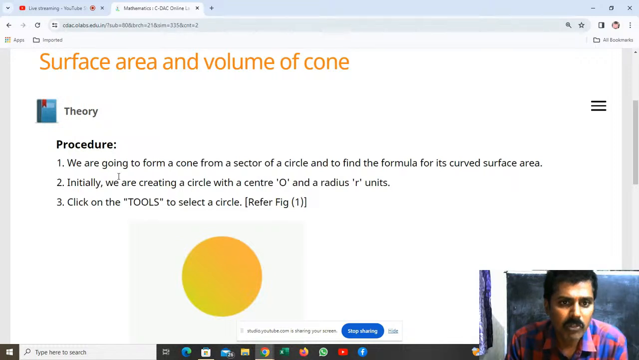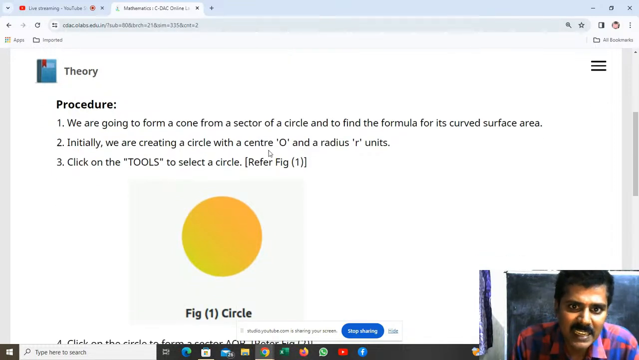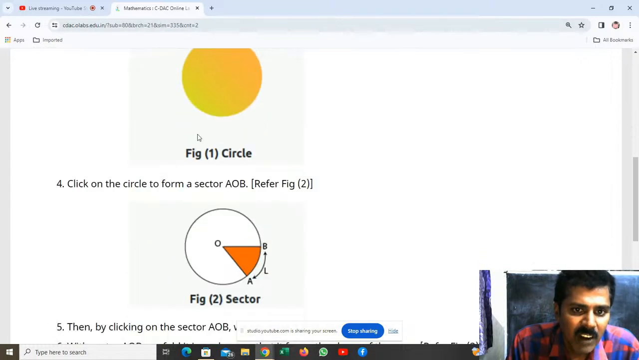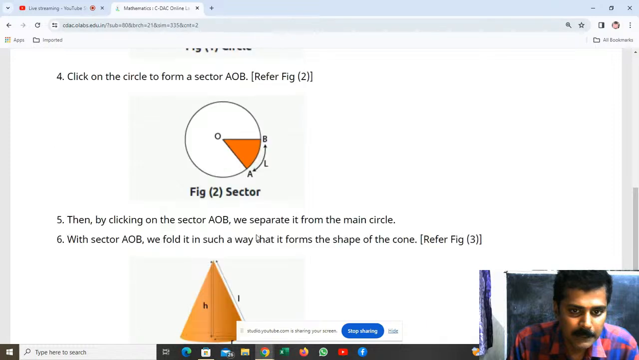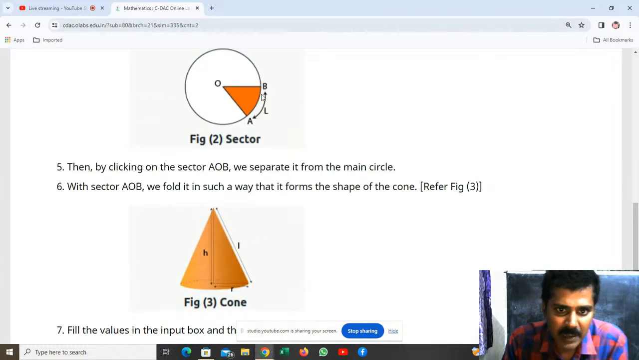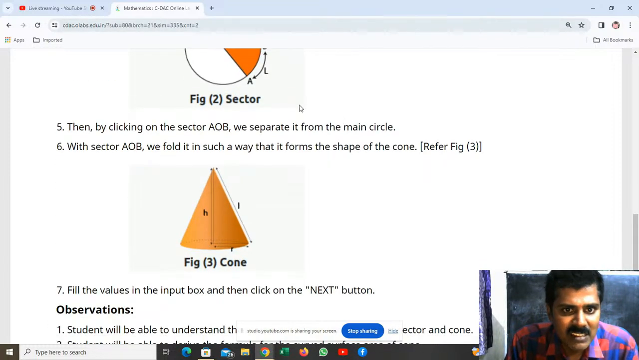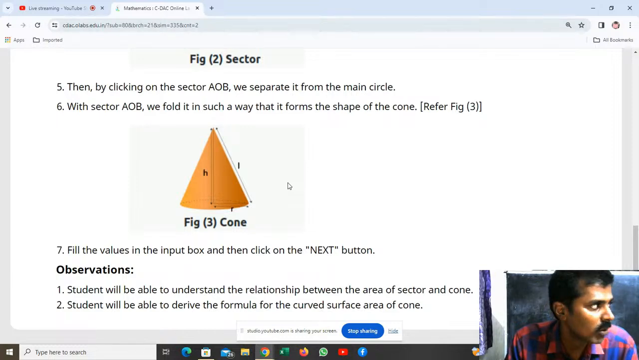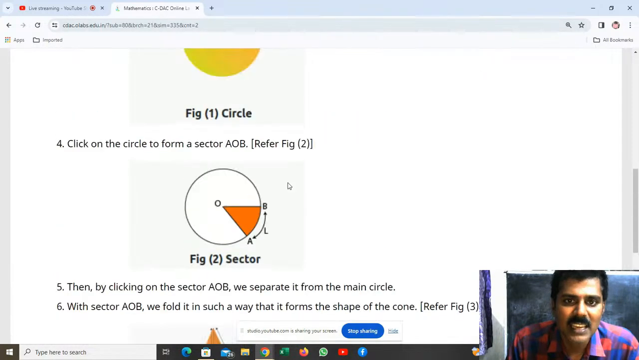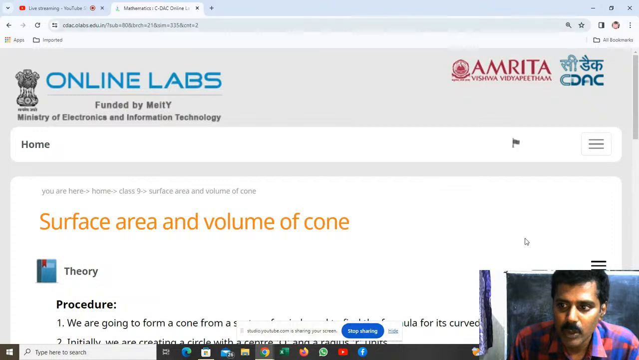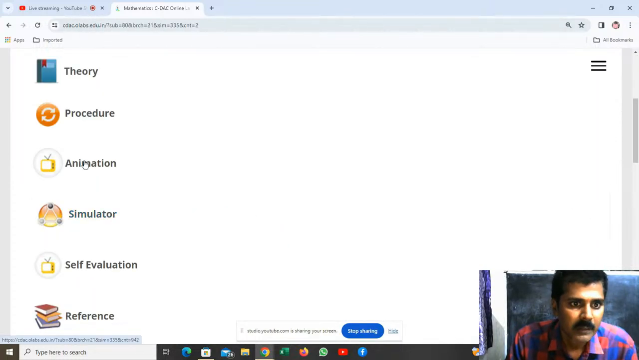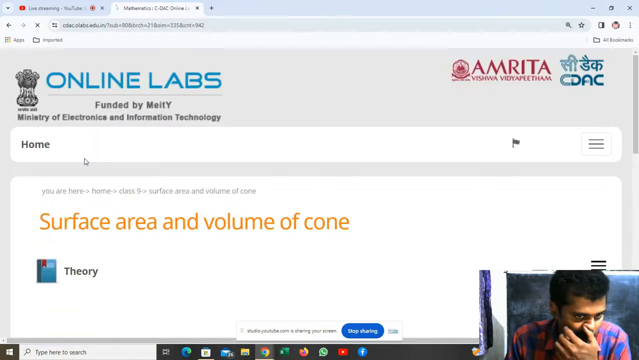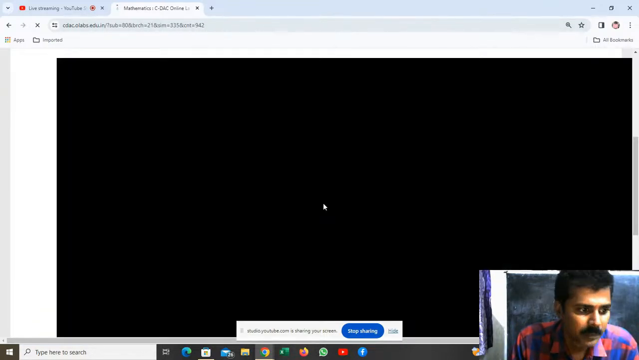So first, to form that cone, we have to create a circle with center O and radius R. I think we can have a circle here. After taking the circle, we will take the sector OAB and separate it from the main circle. With that sector, we can fold and form a cone. See how we can form it by using the simulation. You can see this animation.